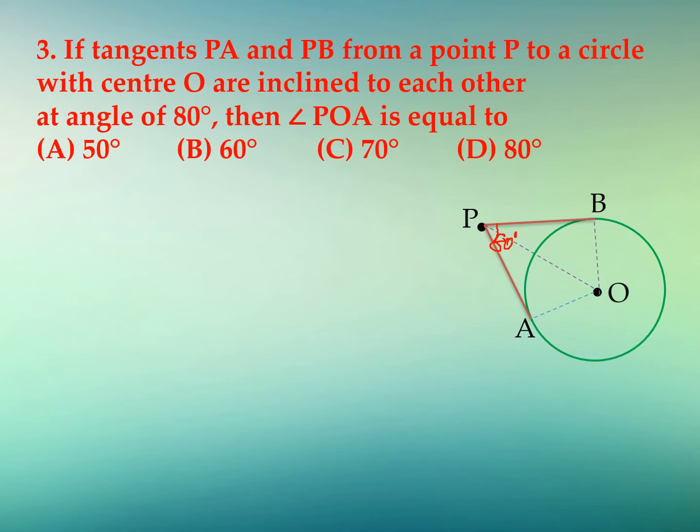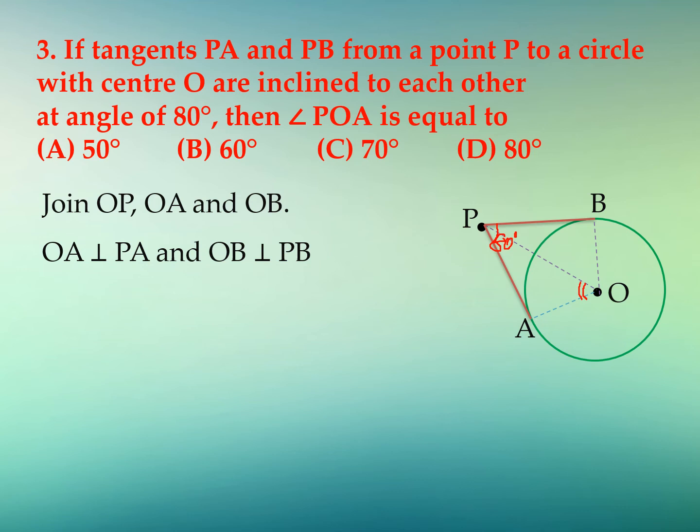Now we need to find out angle POA, that is the one that is marked here. We need to find the value of angle POA. Let's see how we are going to find it. For this, a small construction has been done, joining PO, AO and OB. So we are joining all the other lines that are new to us. PO, OA and OB are joined here.